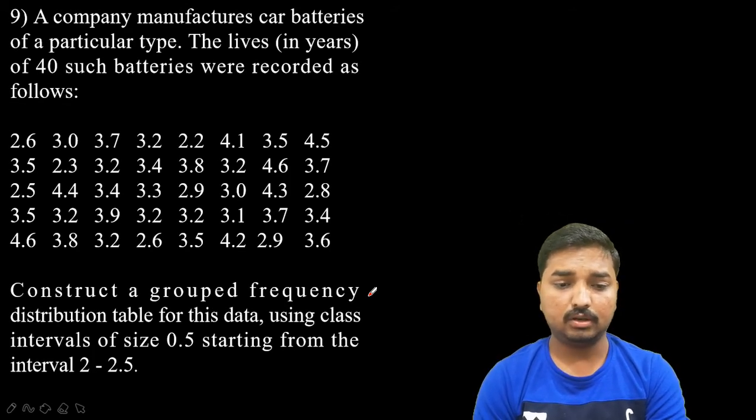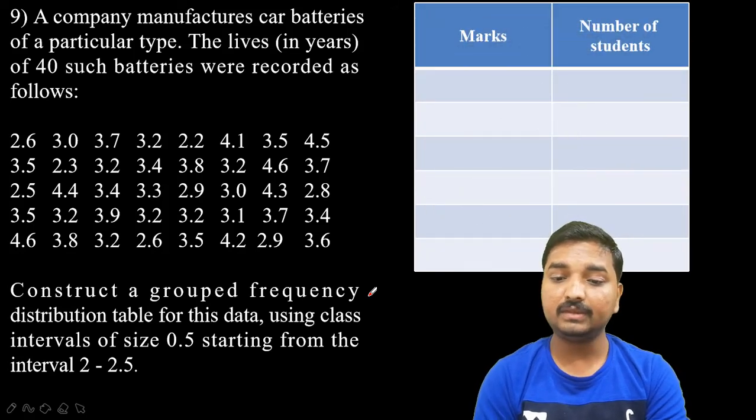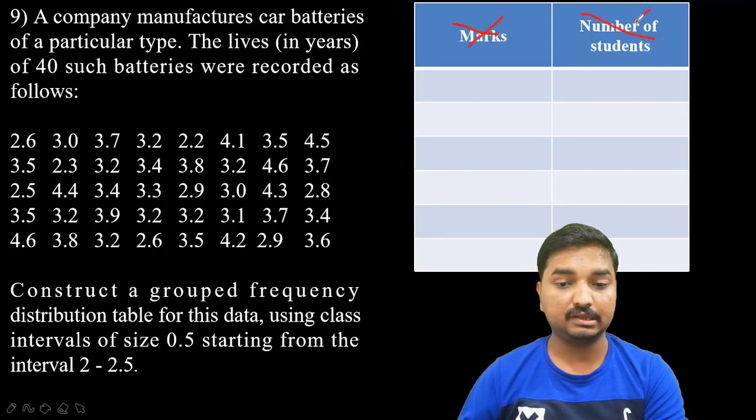You are getting an idea about all these questions, and this is the last question in this exercise that I am going to solve for you. So now look here. Once again I have written the same thing, and you need to make a correction here. It is not marks, it is number of students. Here it is: a company manufactures car batteries of a particular type.